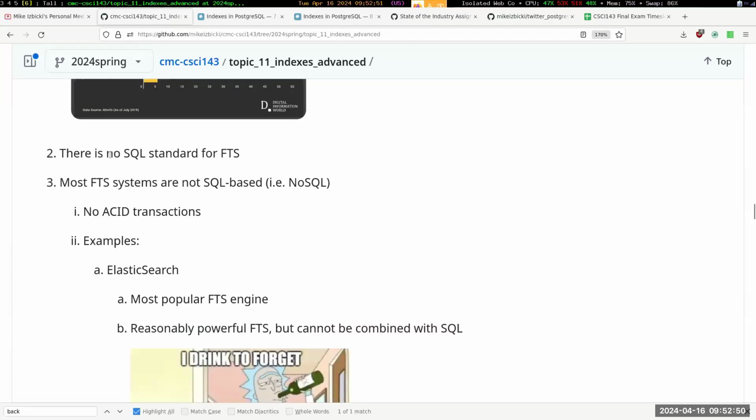Important thing here: there is no SQL standard for full text search. So every relational database, whether Postgres, SQLite, or MySQL, does something totally different for full text search. And most systems designed specifically to be good at text search do not use SQL at all. So we call them, again, NoSQL databases. This is a different type of NoSQL database. The last type we talked about, I've mentioned MongoDB a lot, emphasizes the lack of ACID transactions for speed. This type of NoSQL database emphasizes just the ability to do full text search.